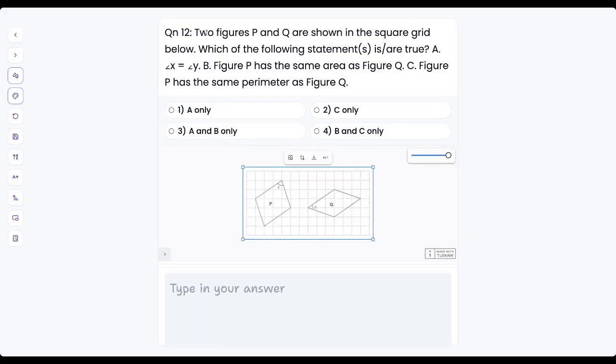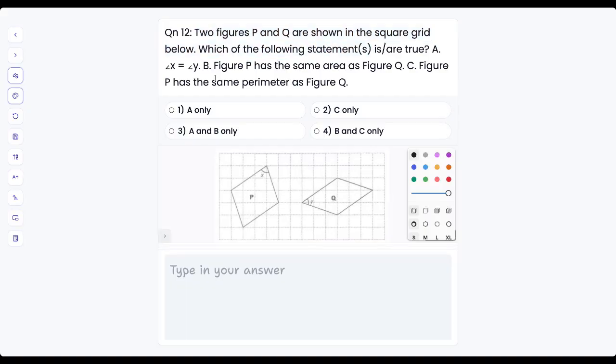All right, let's move on to question number 12. Two figures P and Q are shown in the square grid below. Which of the following statements is true? A, angle X is equal to angle Y. B, figure P has the same area as figure Q. And lastly, C, figure P has the same perimeter as figure Q.